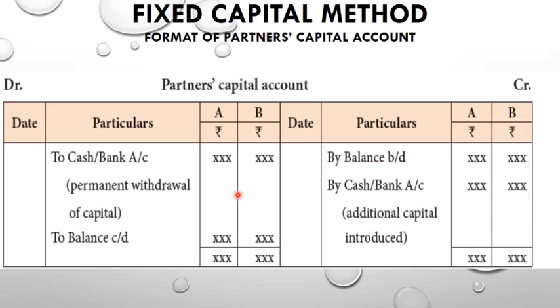Here, if you see in this format, A and B, that is for two partners, it is given. If there are more partners, then we can add them in the same account, or for convenience, we can do it individually also.